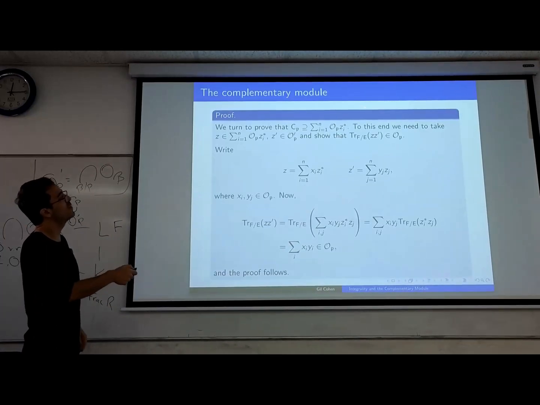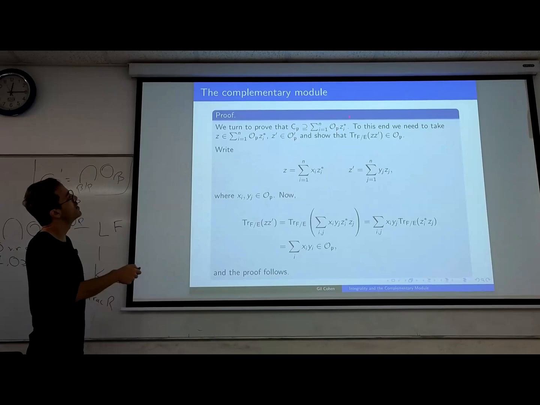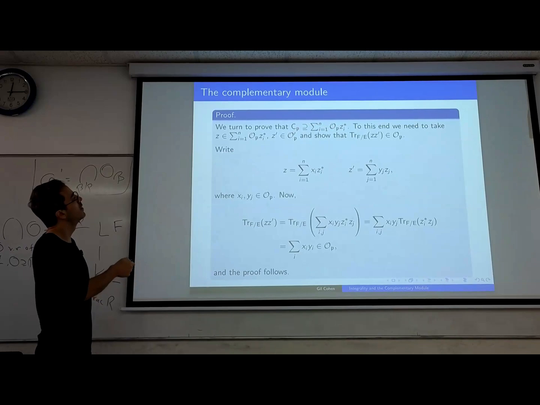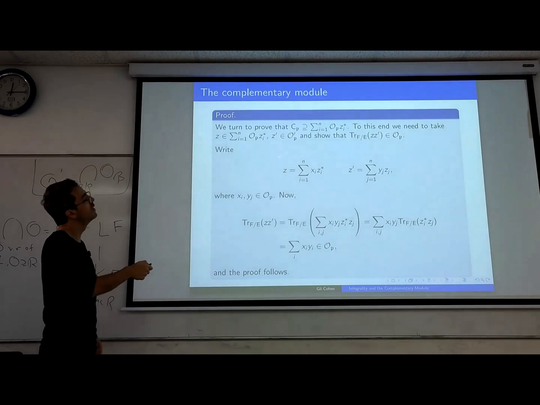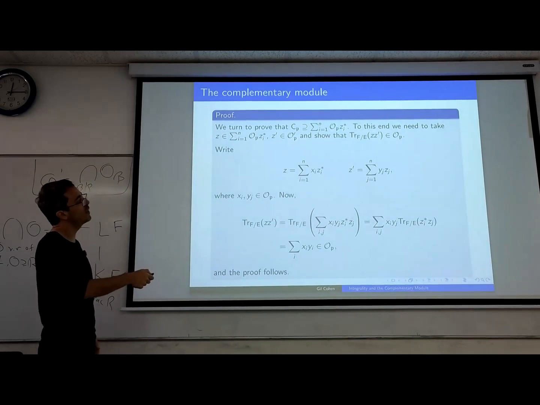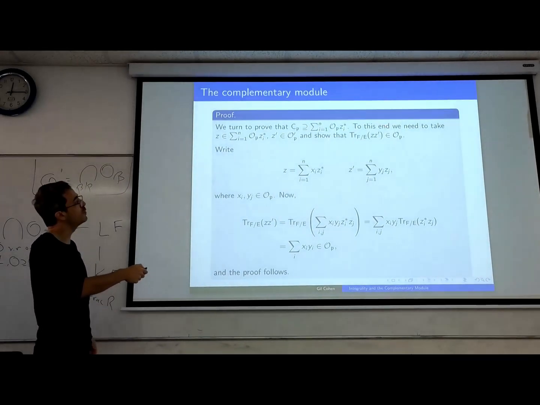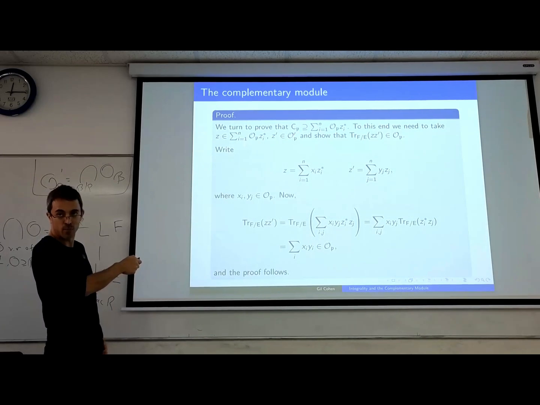So again, let's prove this thing. In order to prove that, I need to take an element here in this set that I want to prove is here. And any element in O prime P, so I'm going to call it Z prime, so that we remember it's in O prime P. And I want to show that the trace of the product is in OP. That's the definition of membership for Z to be in the complementary module.